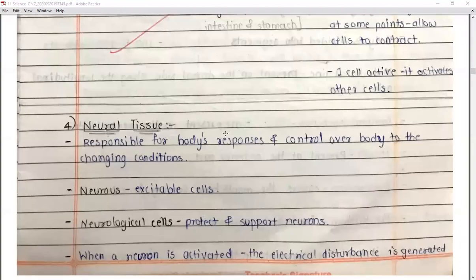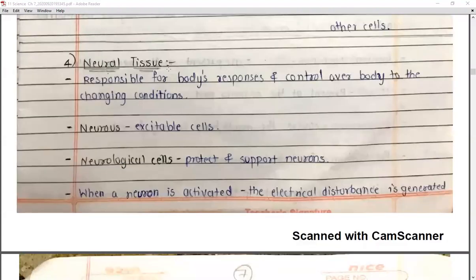The last and the fourth type is the neural tissue. In the neural tissue, see, the word itself says that it is responsible for the nervous system. That means it is included in the nervous system, right? So this neural tissue is responsible for the body's responses, and it controls the body's response to changing conditions. That means whatever conditions are being changed, the responses given by the body in accordance with the different types of stimulus are controlled by the neural tissue.